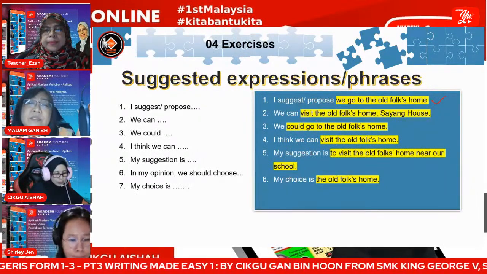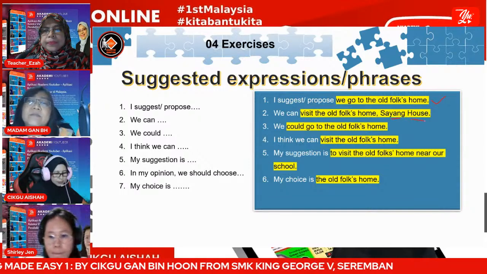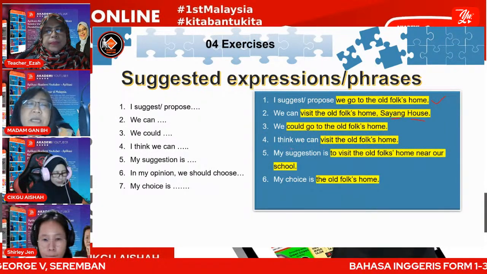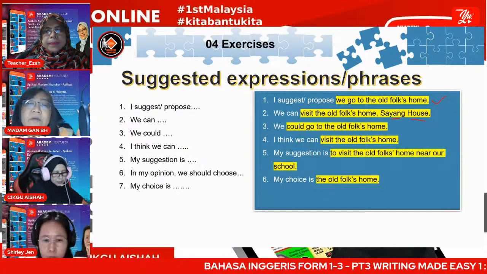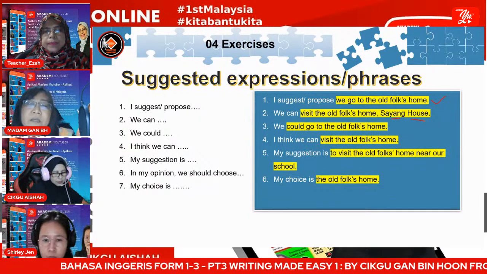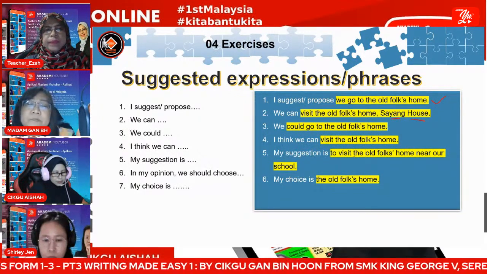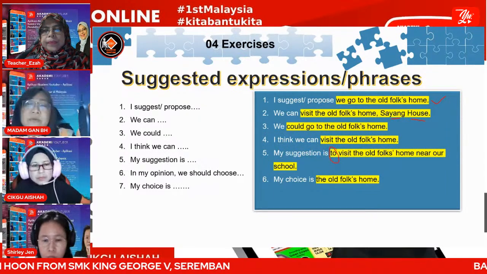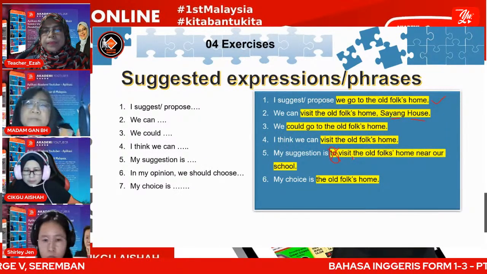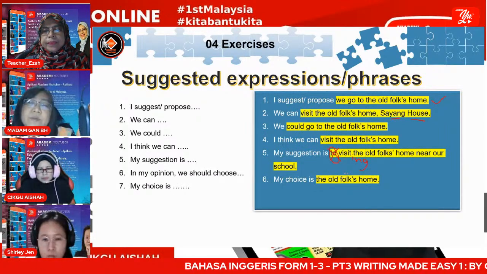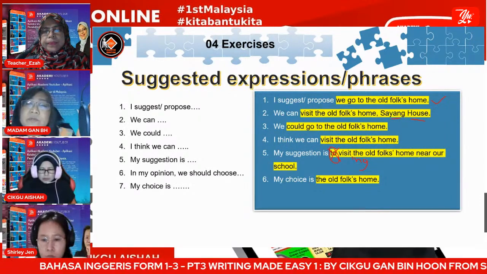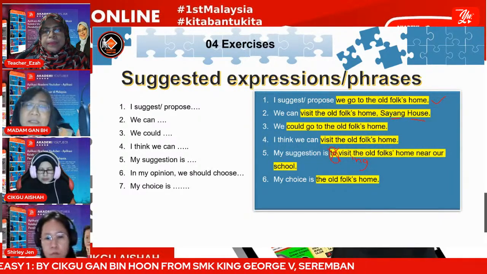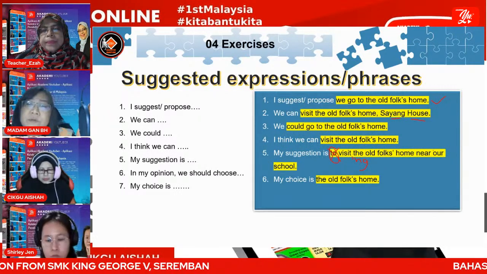Or you can write number 2: "We can visit the old folks home." Then you name the place, for example, Sayang House. Number 3, you can say, "We could go to the old folks home." Number 4, the phrase is "I think we can." So you can say, "I think we can visit the old folks home." Number 5, "my suggestion is to." The moment you say "my suggestion is," remember you have the word "to." Or if you don't want "to," you need to write "ing." Remember these two structures, they are very important. "My suggestion is to visit the old folks home near our school." Or without the "to," you must say "visiting": "My suggestion is visiting the old folks home near our school."